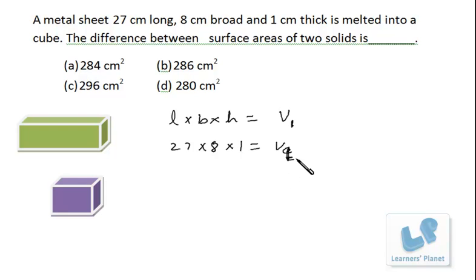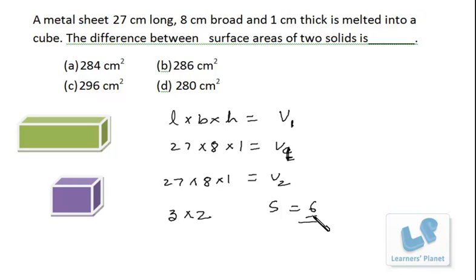So volume of cube will also be same. So that is 27 into 8 into 1. That is volume of cube. So side of cube will be cube root of this. So it will be 3 into 2, that is cube root of this into cube root of this into cube root of this. So side of the cube is 6.